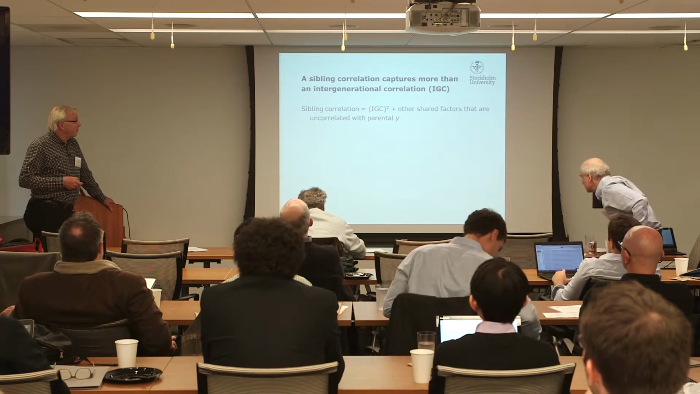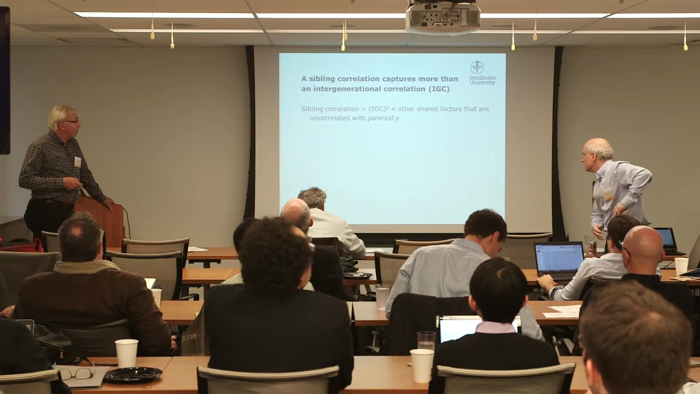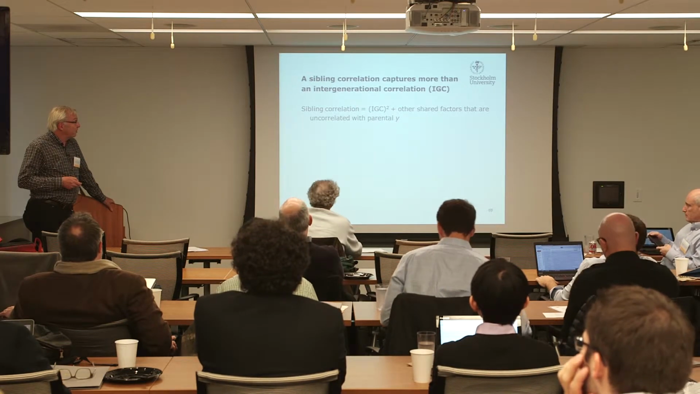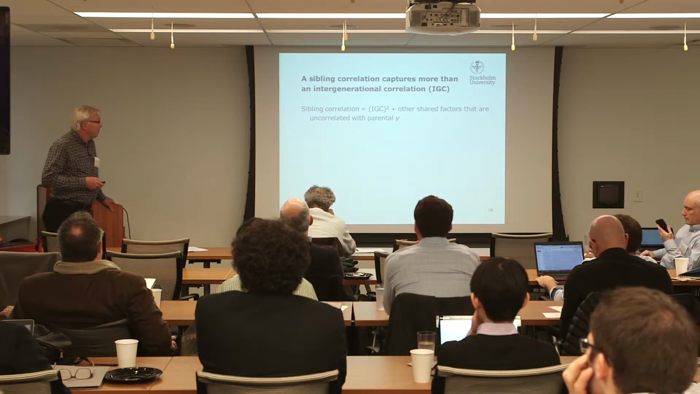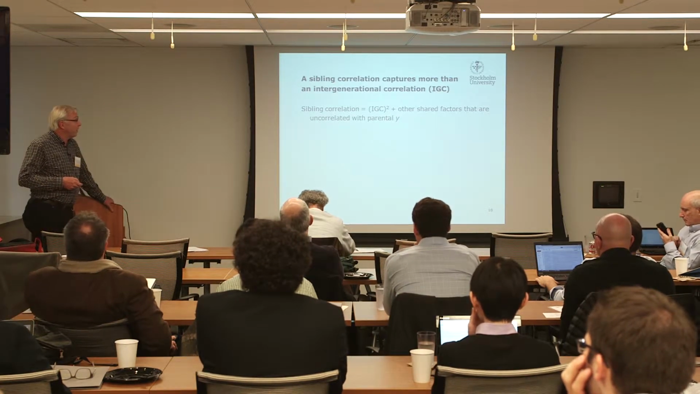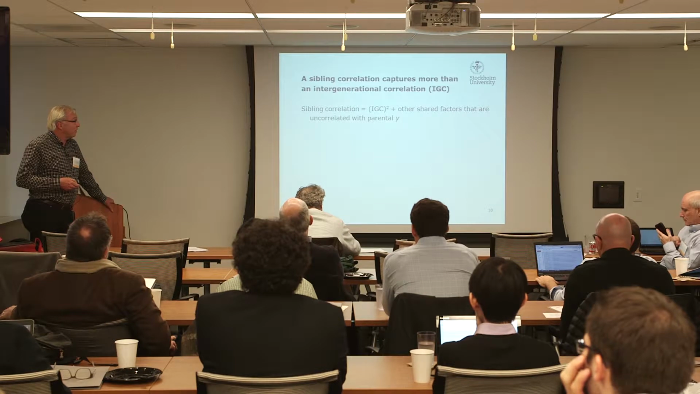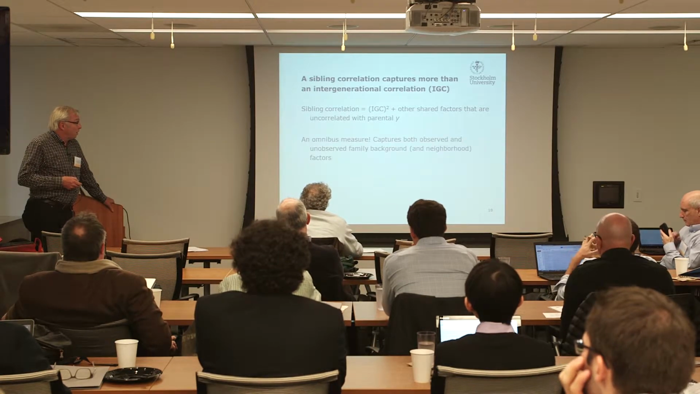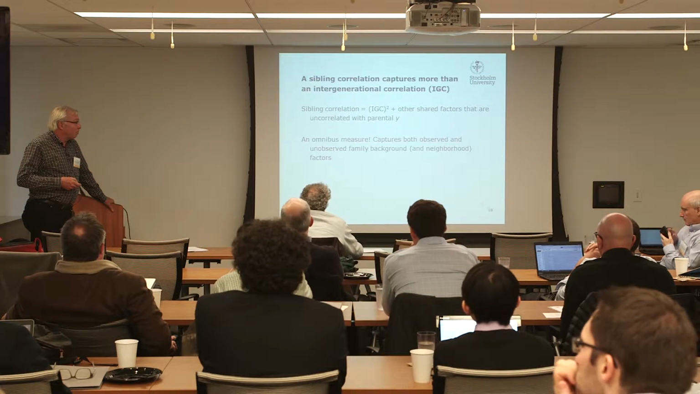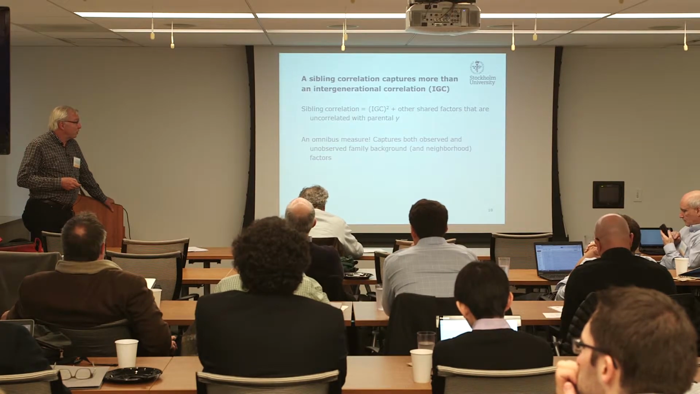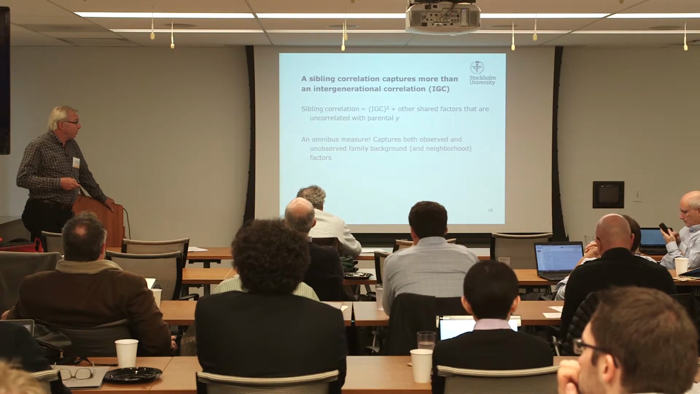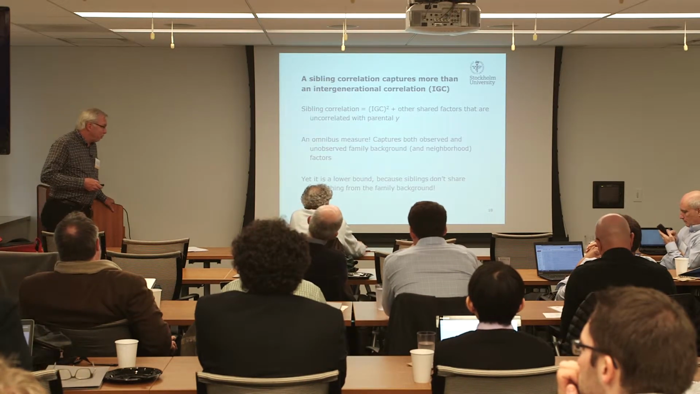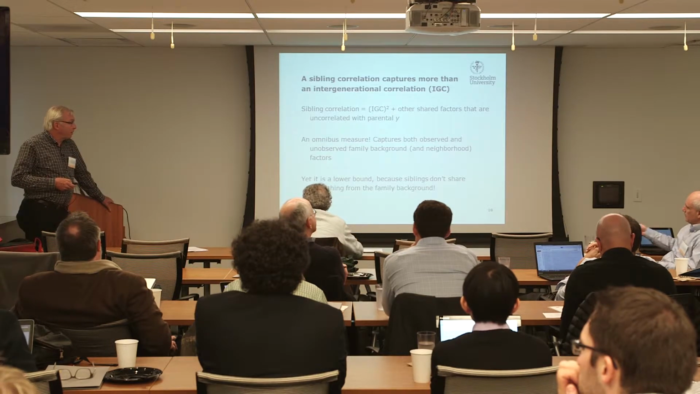It is the case that this sibling correlation captures more than an intergenerational correlation, and Gary has shown this relationship in his handbook chapter from 1999, that the sibling correlation is the IGC squared plus other shared factors that are uncorrelated with parental Y. And this is an omnibus measure that captures both observed and unobserved family background and neighborhood factors. Yet, of course, it is a lower bound because siblings don't share everything from the family background.